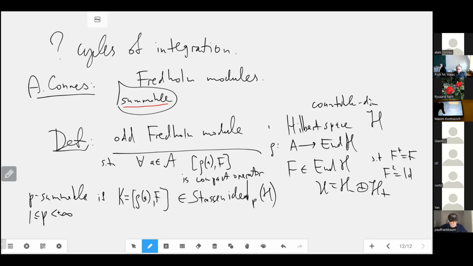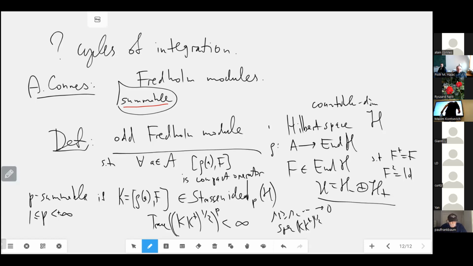So it means that if you consider K times K adjoint, take the square root, and then the trace to the power p, the trace will be finite. This K times K adjoint has discrete spectrum, a sequence of numbers which goes to zero, called singular values, mu one, mu two, and so on. And it says that the sum of mu i to the power p is finite. And this is an ideal. So for some number p, we should have this convergence property.